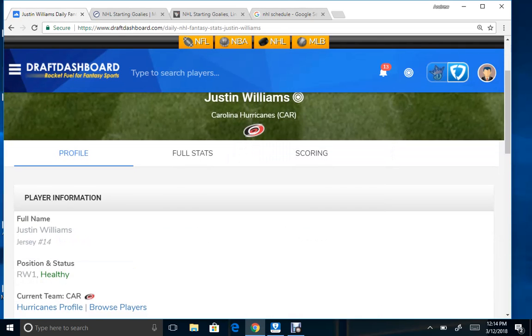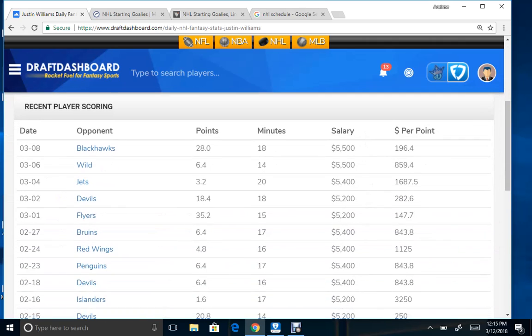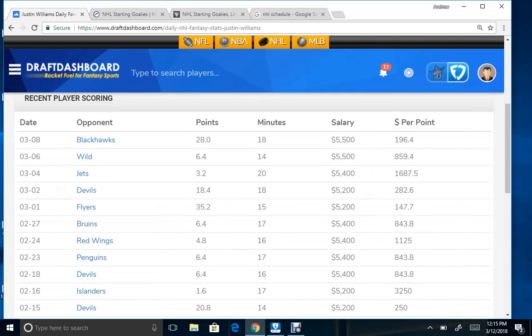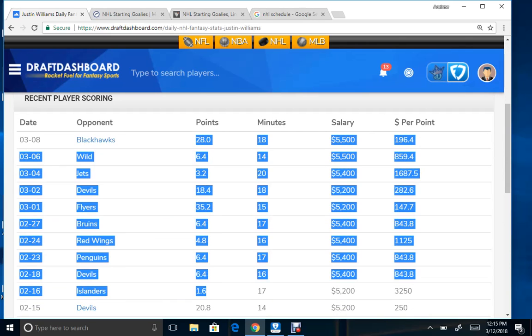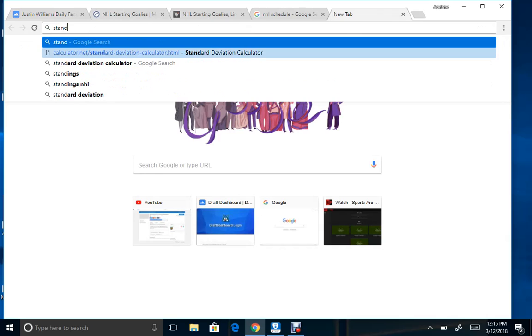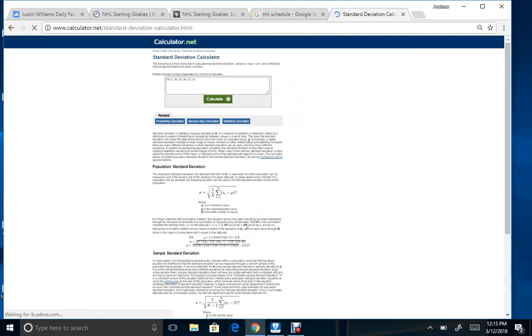However, we're going to look at some scoring here for Justin Williams. We're just going to look at his last 10 games and finish up this portion of the video probably for today after this. Just bring up our standard calculation calendar. Go ahead and I'll show you how I actually come up with whether to watch him or not for the cash game. And just got to make this bigger.